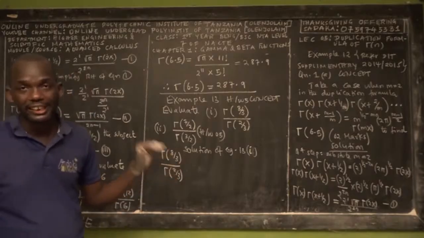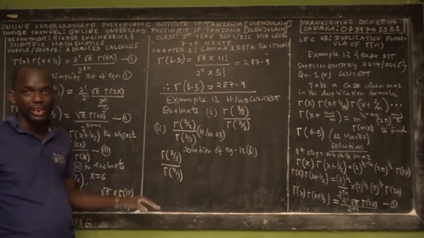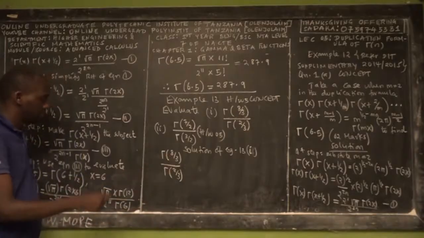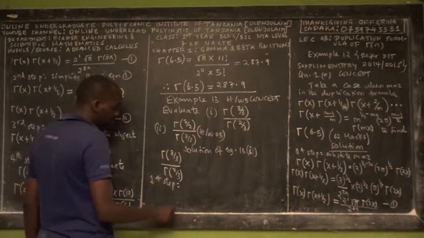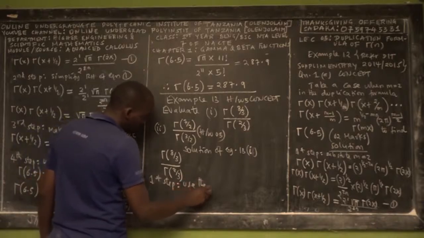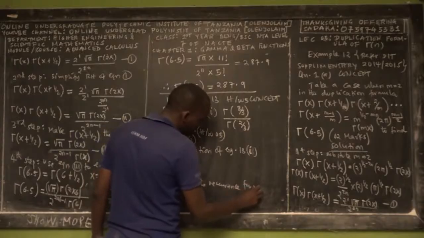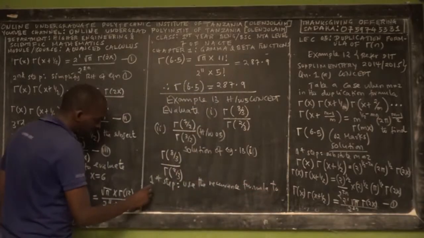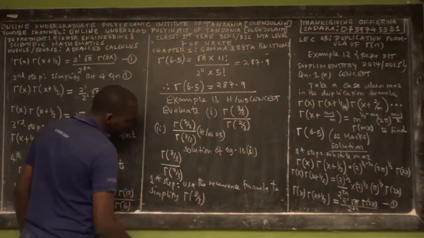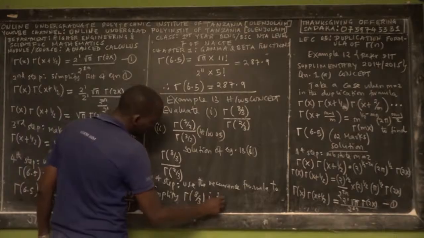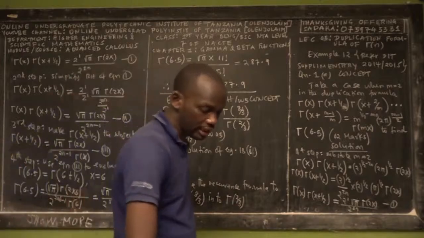You have the gamma function in the numerator and the gamma function in the denominator. Which has the largest value of n? It's the numerator. So the first step, we say that use the recurrence formula to simplify gamma of 8 over 3 into gamma of 2 over 3. There's a relationship between the numerator and denominator of that gamma function.